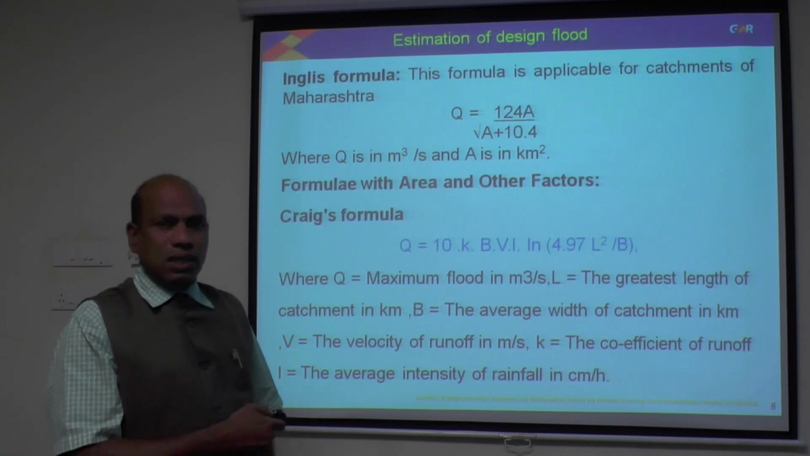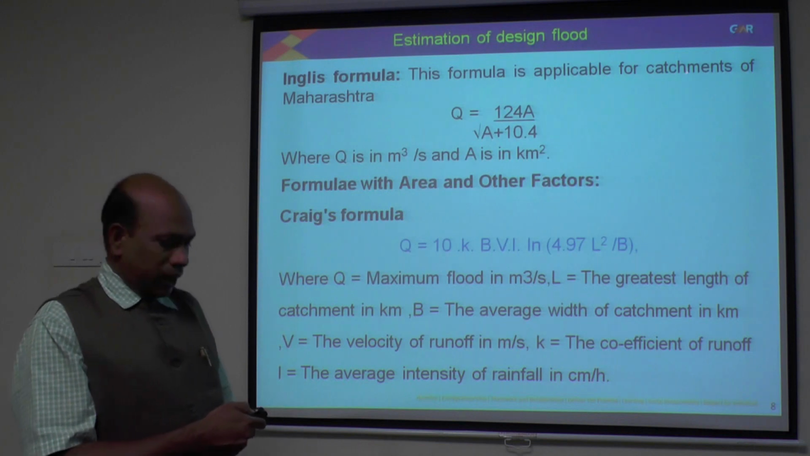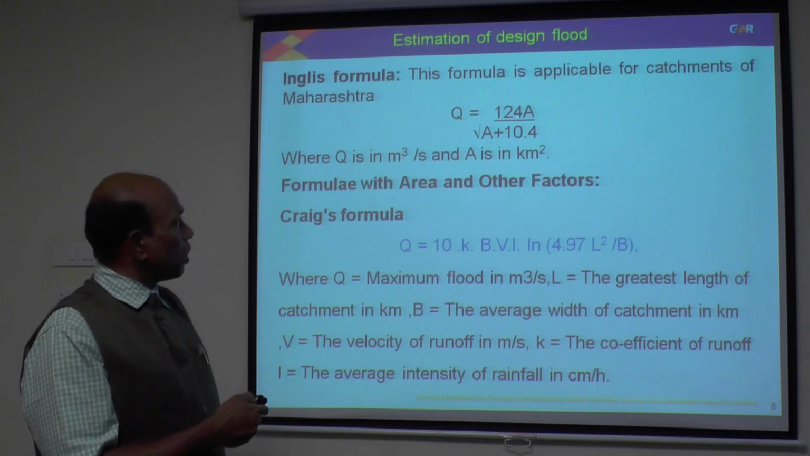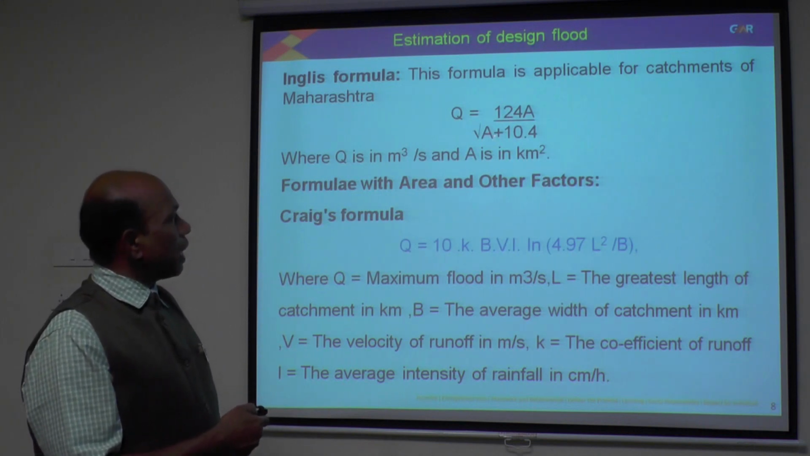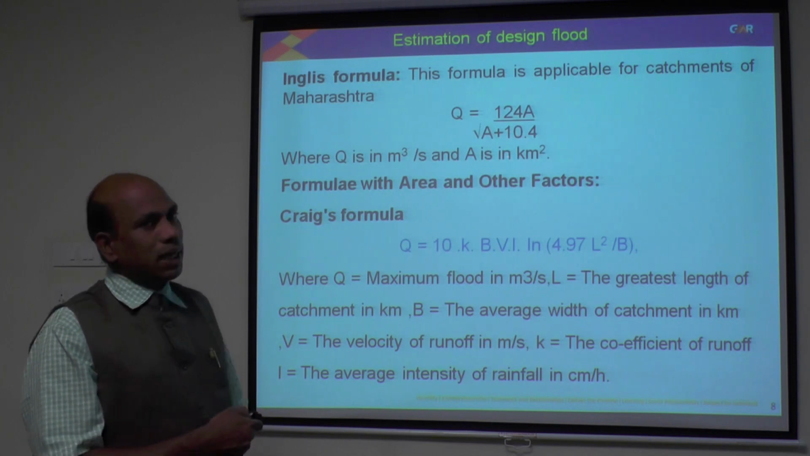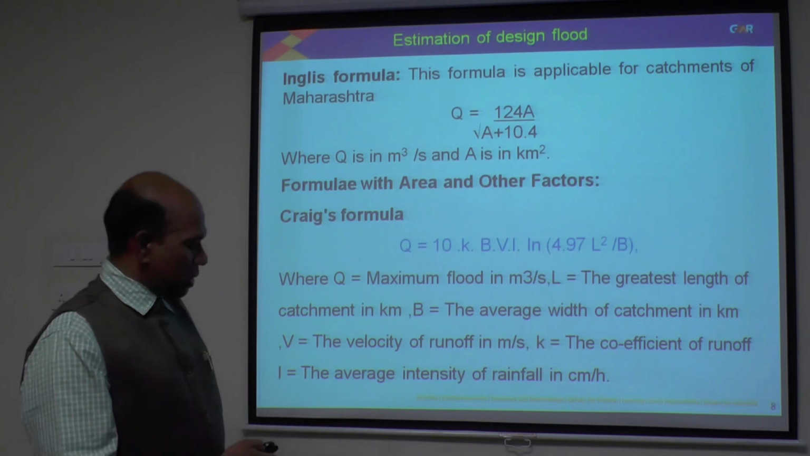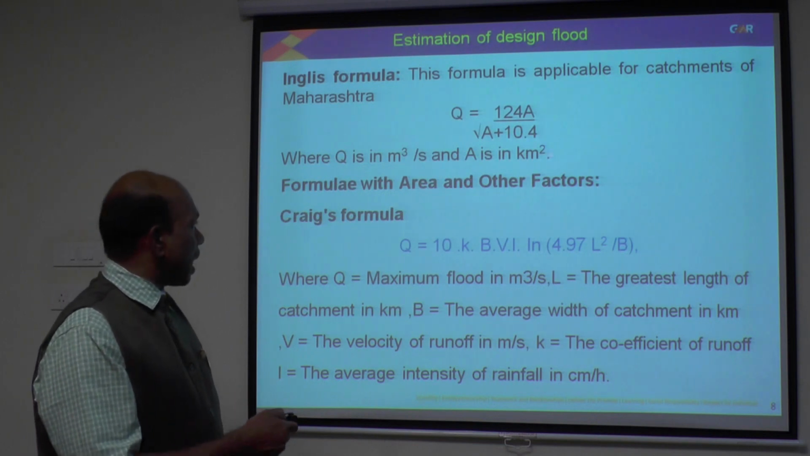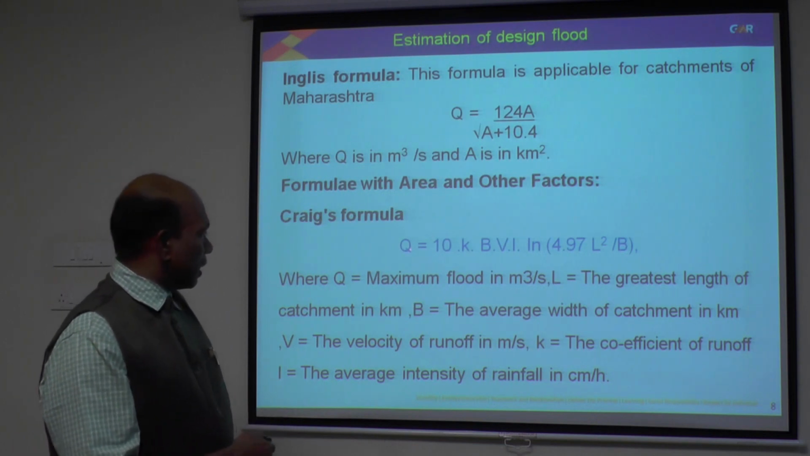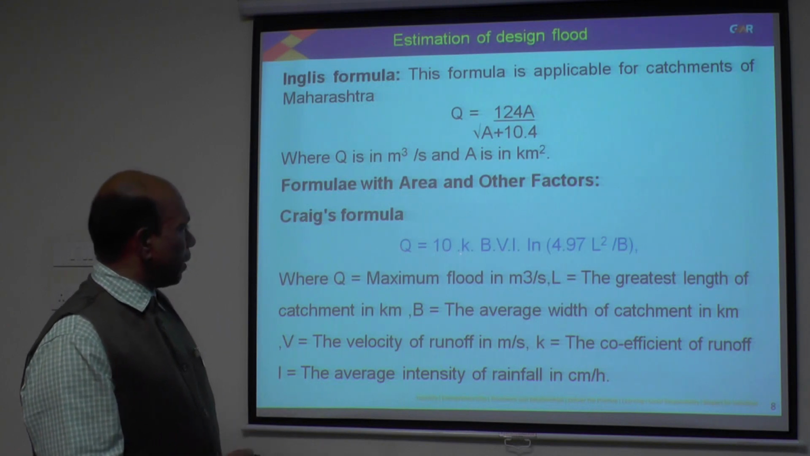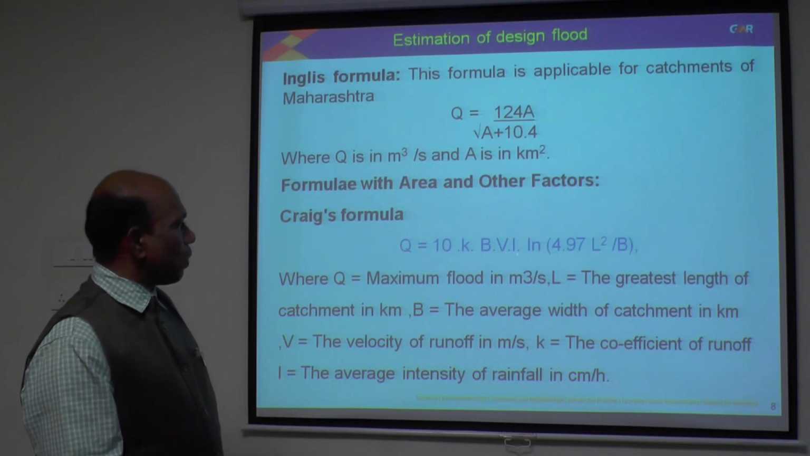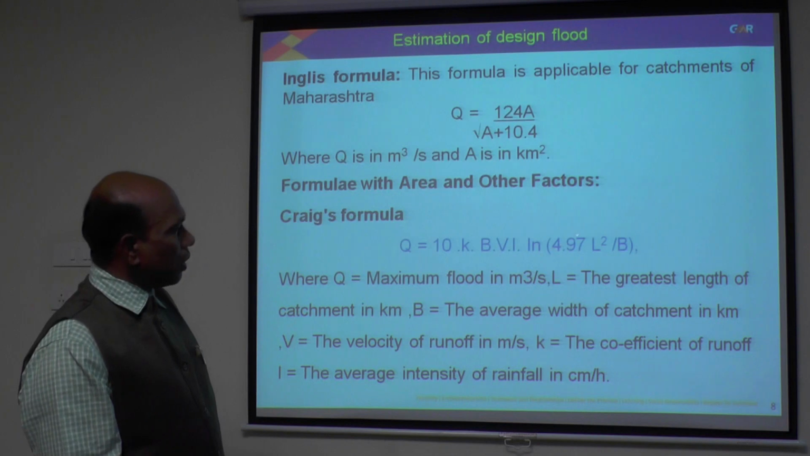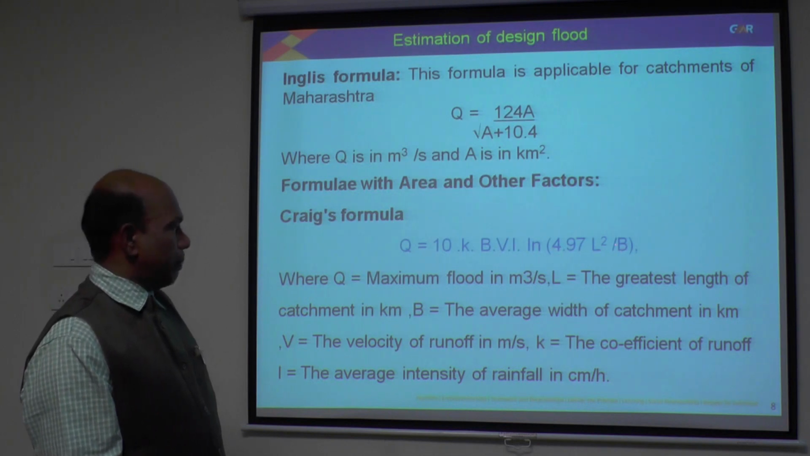This is also only considering the catchment area. Q is equal to 124 A by root of A plus 10.4. This is also like the Ryves and Dicken's formulas. And another formula, considering other factors apart from the area, is Q equal to 10 into K into B into V into I into log 4.97 L square by B.